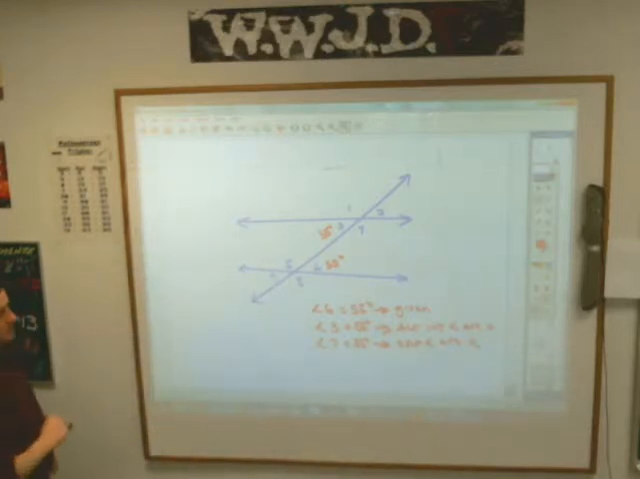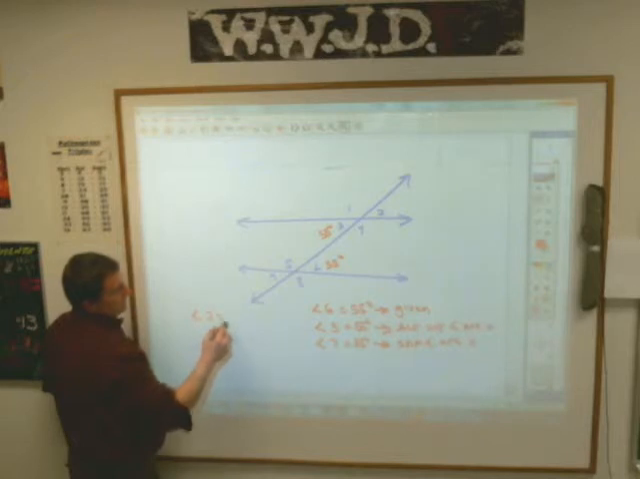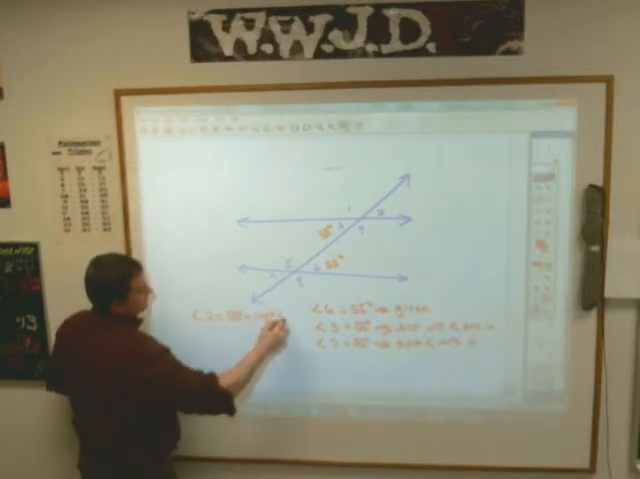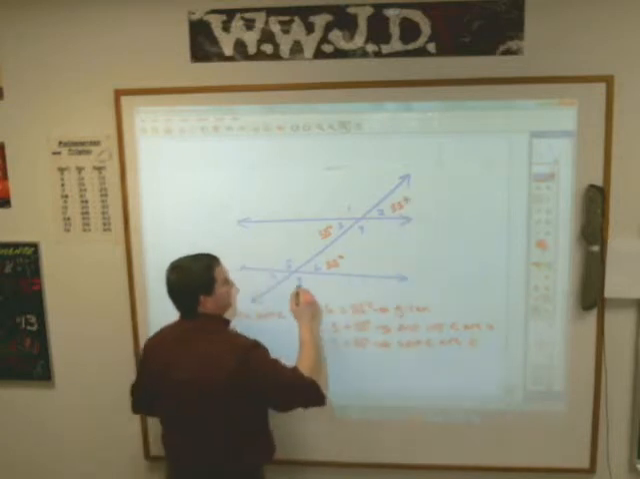Another angle, Holly? Angle 2 is 55 degrees. Why? Because it's opposite. Okay, opposite or vertical angles. Vertical, the number. So I know this is 55 degrees. Well, we got about 55 degrees up here.